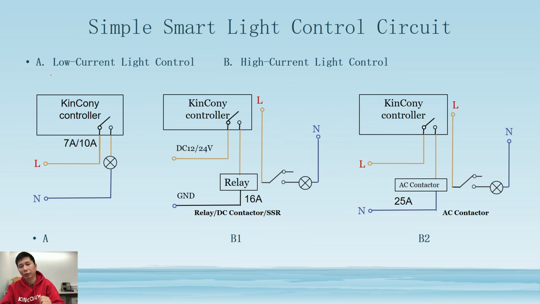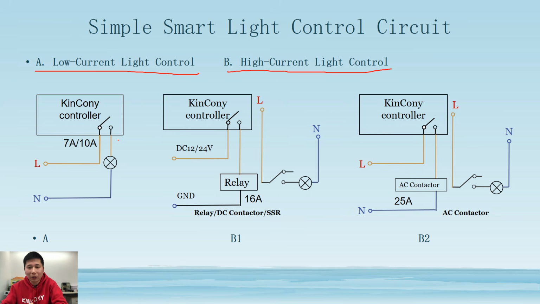I have listed two solutions. This is A, a low current light control, so that you have a very small lamp. And this one you can see is a high current light control. Maybe you have a big lamp, and also you can control many different lamps together, so that will have a high current.